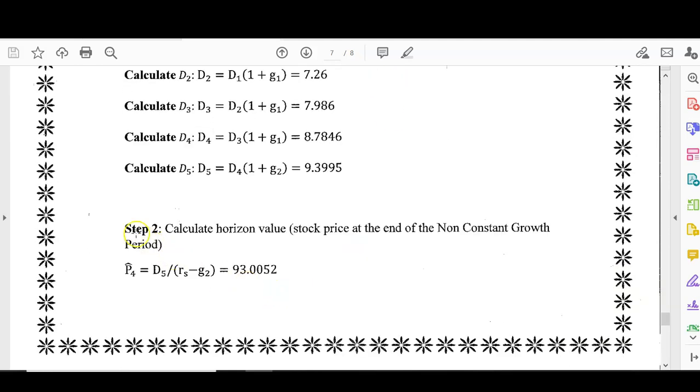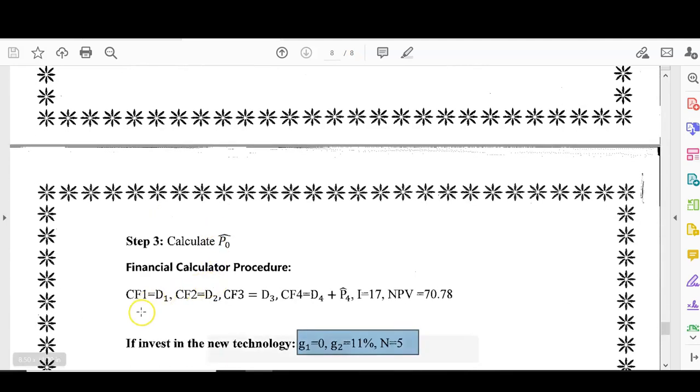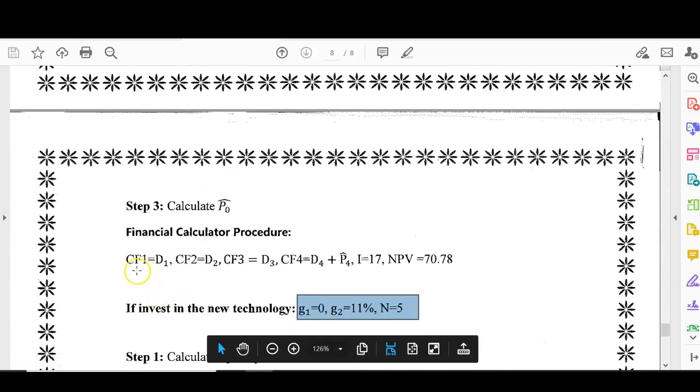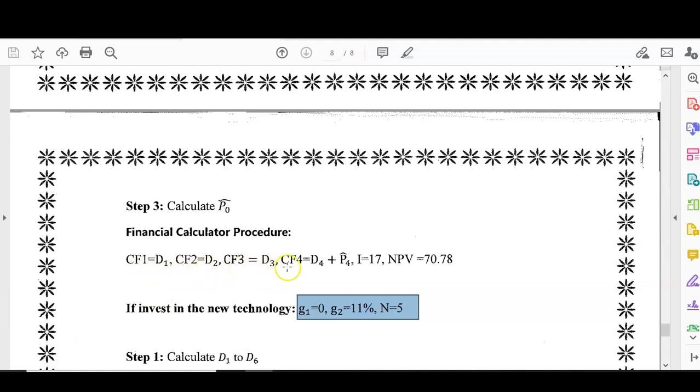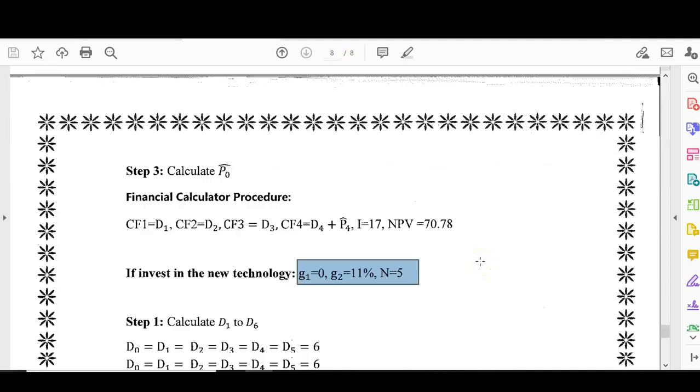Step 2, P4, horizon value equals D5 divided by RS minus G2. Step 3, we input cash flow 1 as D1, cash flow 2 as D2, cash flow 3 as D3, cash flow 4 as D4 plus horizon value P4. I equals 17, NPV computes 70.78. That is the stock price if we do not invest in the new technology.